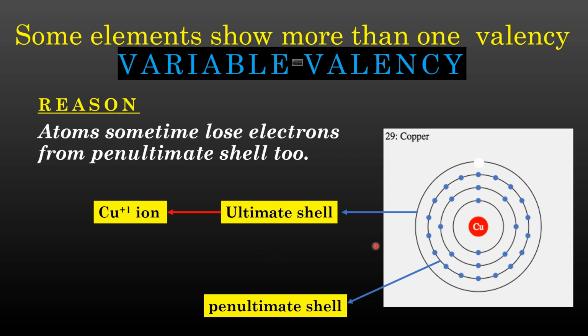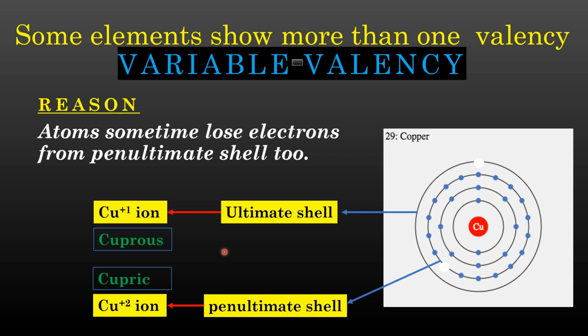But sometimes what happens is it can also lose an electron from the penultimate shell. Observe this electron. So it has lost 1 and 2 now. In this case, it will form a copper plus 2 ion. So here the valency of copper can be plus 1 or plus 2, depending upon how many electrons it is losing. If it is a copper plus 1 ion, you can call it a cuprous ion. Copper plus 2 ion, you can call it a cupric ion. So this is the reason why some atoms show variable valency.